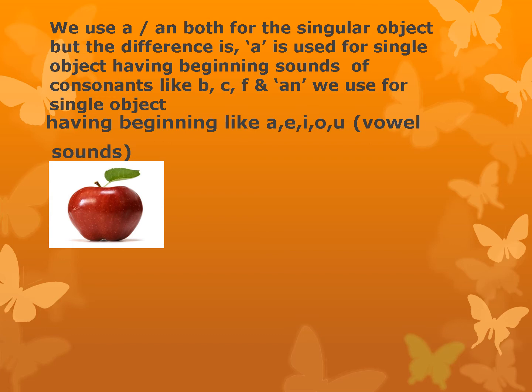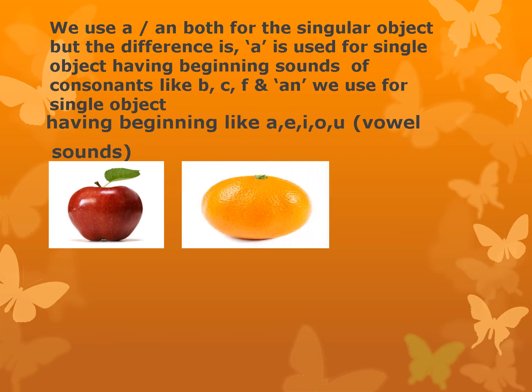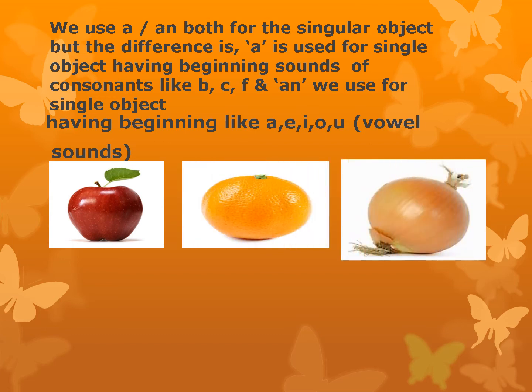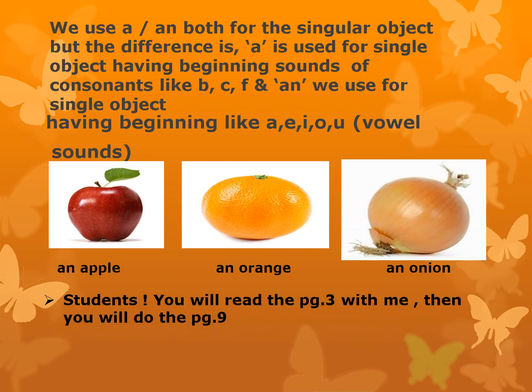All of you read the following again, okay? So look at this picture. An apple, an orange, an onion. These are also names of things, and they are also in the singular number. But all of these begin with a vowel sound. We have used an before all of them.